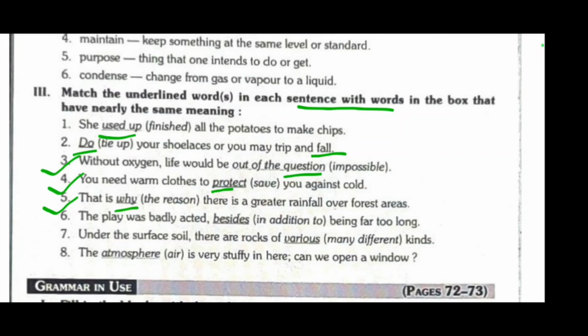That is why there is greater rainfall over forest areas. The play was badly acted besides being far too long. Under the surface soil, there are rocks of various kinds. The atmosphere is very stuffy in here. Can we open a window?